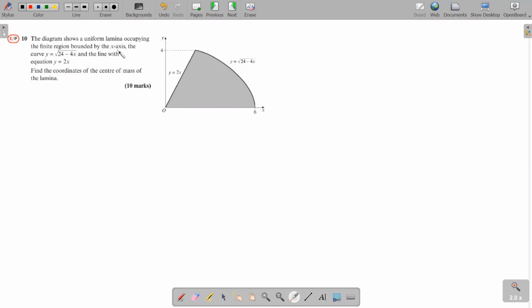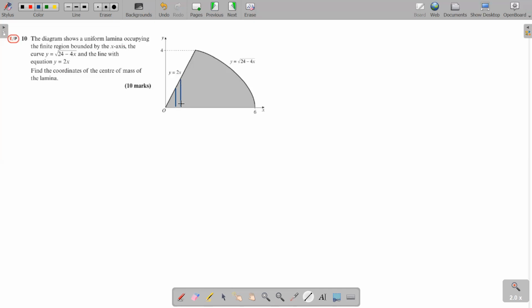Now they say the diagram shows a uniform lamina occupying the finite region bounded by the x-axis, the curve y, and the line with equation y equal to x. Can you see there are two curves? Find the coordinates of the center of mass of the lamina. They're asking you to find the center of mass. Now guys, most of the time what we feel here is, okay, let's take the vertical strips. This is what we feel like doing, isn't it?